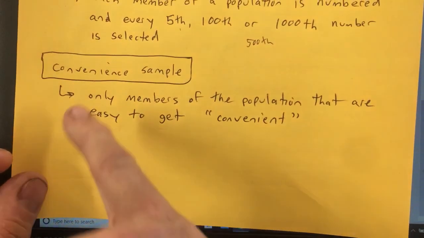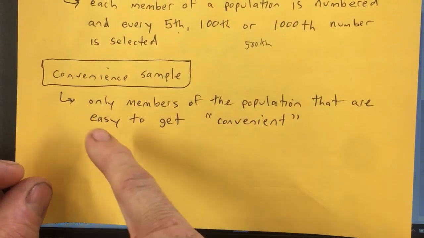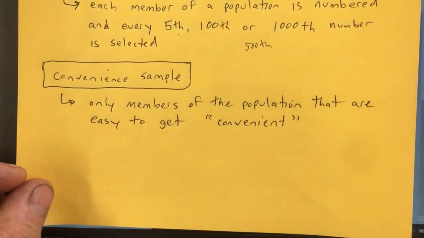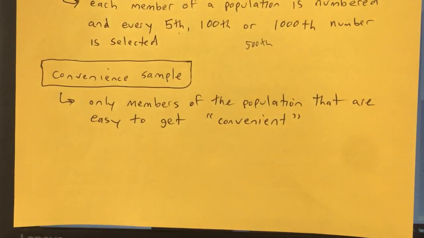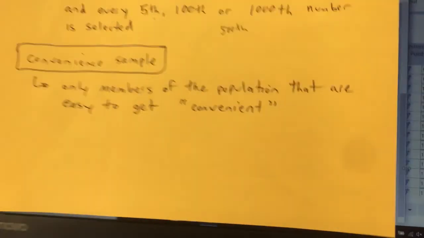Then we have what's called a convenience sample. A convenience sample is only members of the population that are easy to get a hold of, or those that are just convenient. Okay? So anyway, let me go over some of the problems that we're going to have in this.